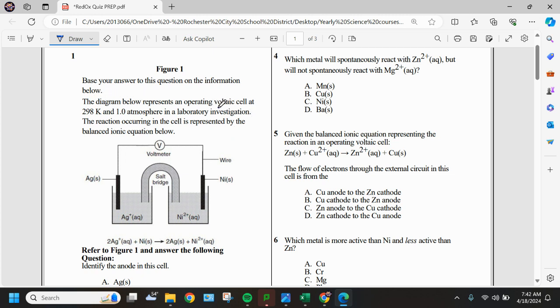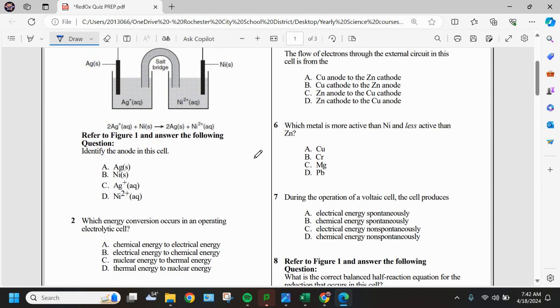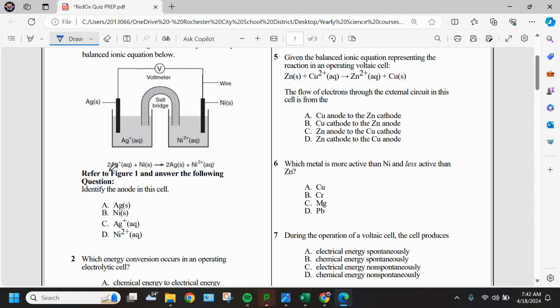First part, voltaic cell, need to know that. So you know that it's got a voltmeter in the salt bridge. And then the rest of the stuff is lawyer talk. Just letting you know that it's operating under normal conditions, so nothing's crazy. Just like I showed you in the packet, look, here's your redox reaction going on.